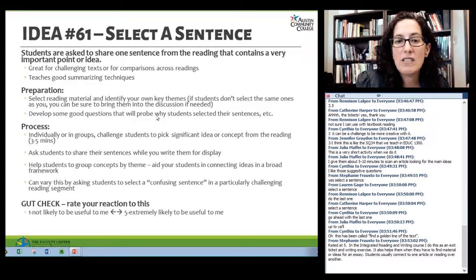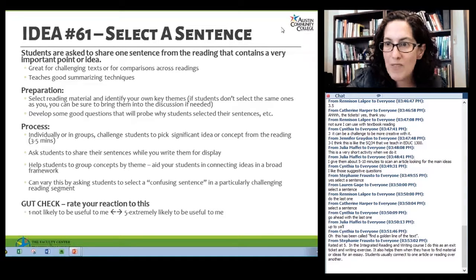And a variation on select a sentence is to ask them to find the most confusing sentence in a reading segment, because then they are going to point out to you where they need help. And I think that's a brilliant strategy, because very often we assume that students are reading and understanding everything, but if we ask them to highlight what they're struggling with, we can really jump in as experts and help them.